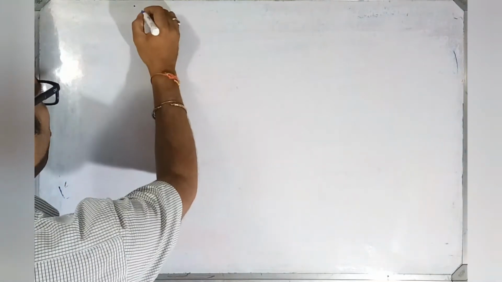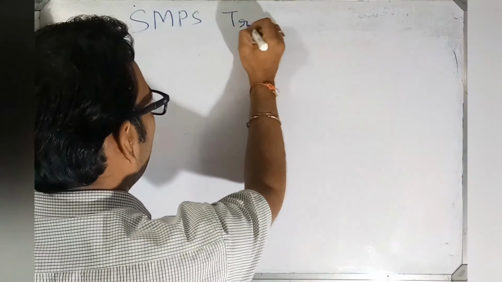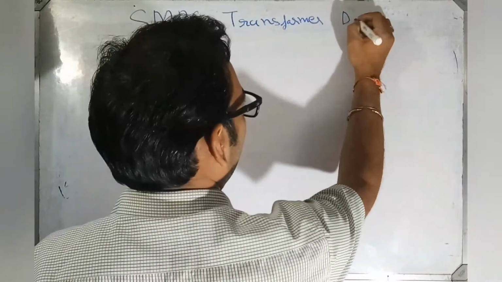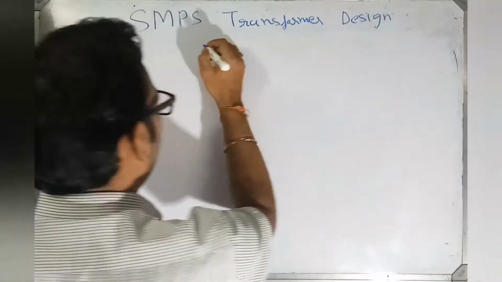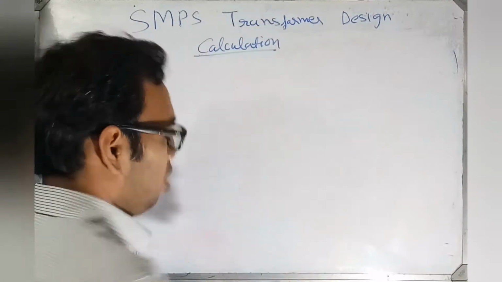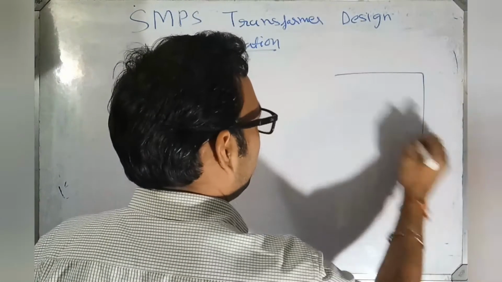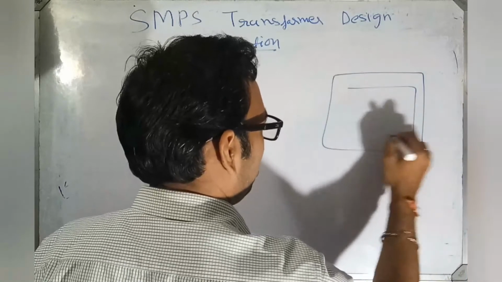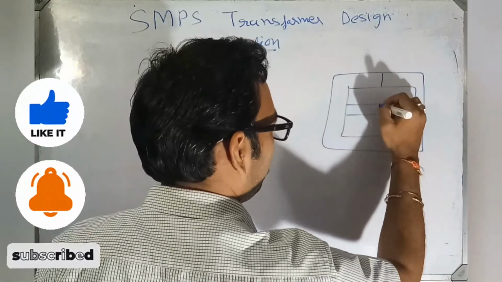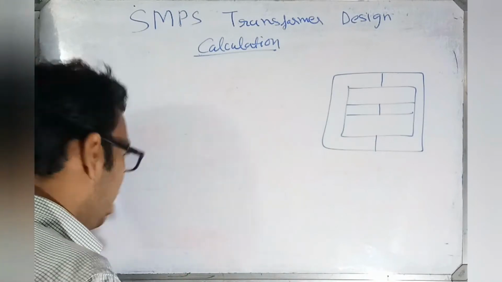SMPS transformer design calculation. Okay, so in the transformer, if you see, this is the transformer, this is the section, and from here it is the cross section portion. This transformer I have shown here.